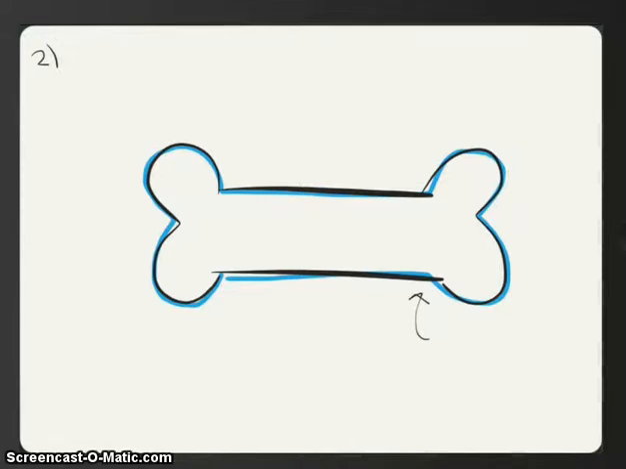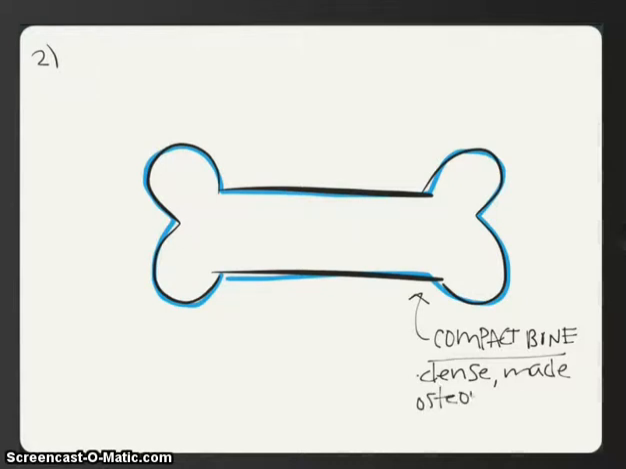I'm going to label this something called compact bone. Sometimes you'll hear it called lamellar bone. In either case, we'll just use compact bone. It really gets to the heart of what it actually is. And what it is, it's really dense. It's really well put together. It's heavy. It's made out of these dense columns of bone cells, which are called osteons.